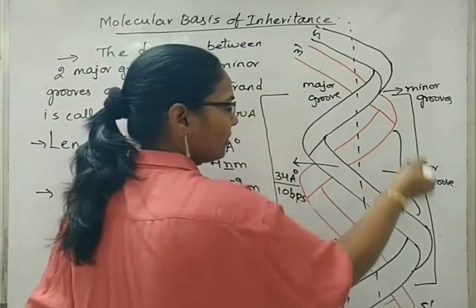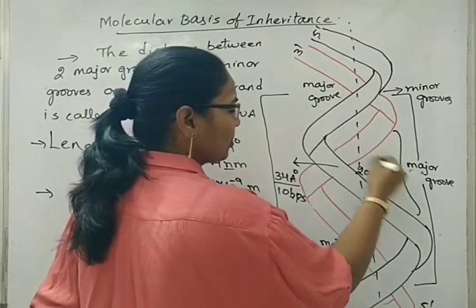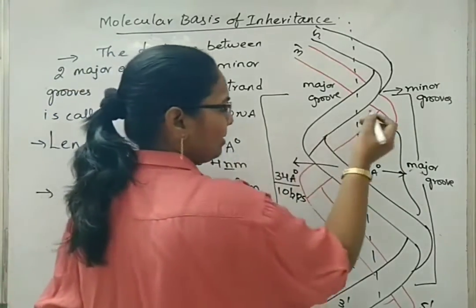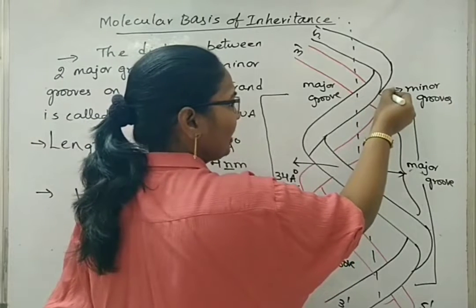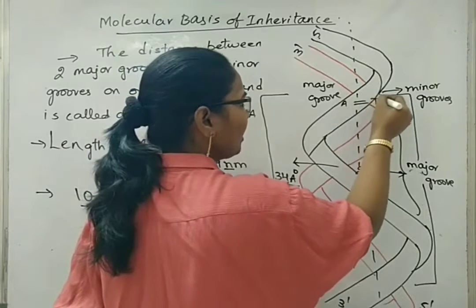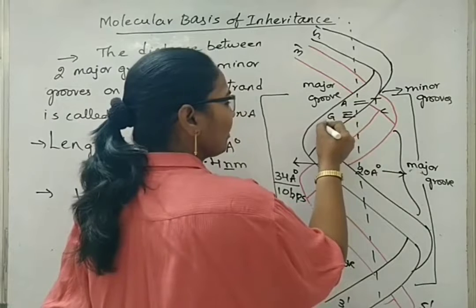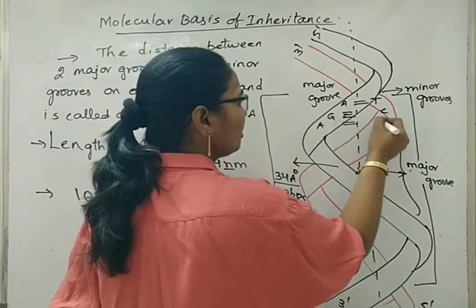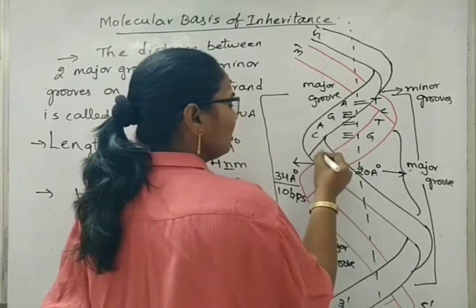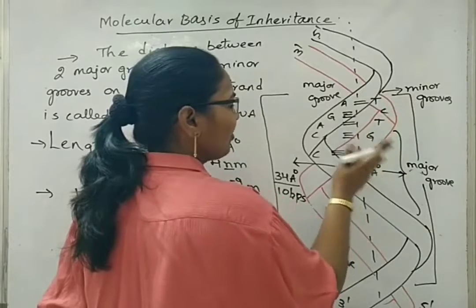Up to here, the one which is straight to this is 20 angstroms. Here I have written base pairs. If we start from one minor groove, we can write adenine bonding with thymine, guanine bonding with cytosine, again adenine bonding with thymine, cytosine bonding with guanine, again cytosine bonding with guanine. So 1, 2, 3, 4, 5 pairs.